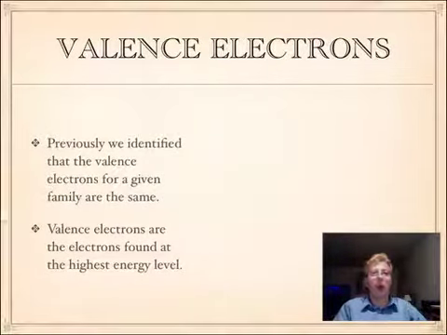Before we go into what an ion is, let's quickly recap valence electrons, because this is going to be important for our understanding of how ions form. Previously we identified that valence electrons for a given family are the same. If you were to look at lithium, sodium, and potassium like we did in class today, you would notice that each of those had one valence electron. And valence electrons are the electrons found at the highest energy level.